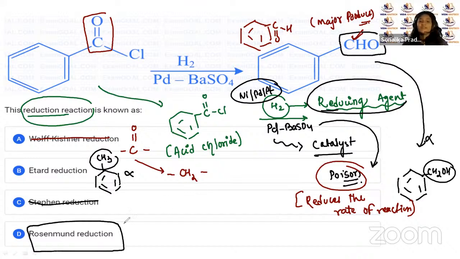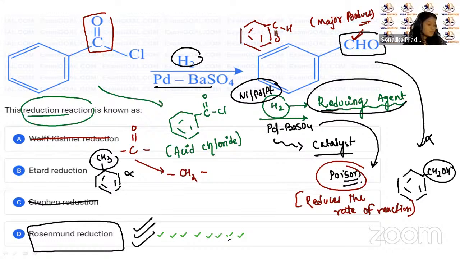Then we have Rosenmund reaction. So our answer is going to be what, children? Rosenmund reaction. So this reaction where the acid chloride gets converted into aldehyde in the presence of hydrogen and palladium and BaSO4, that reaction, children, is nothing but your Rosenmund reaction. So this one is going to be your correct answer. Is it clear? Okay.